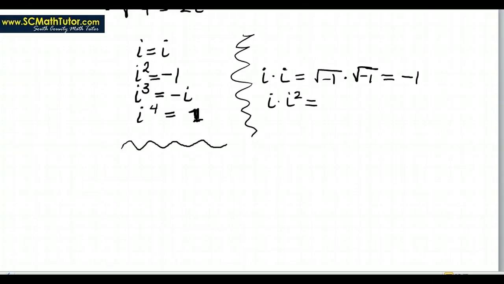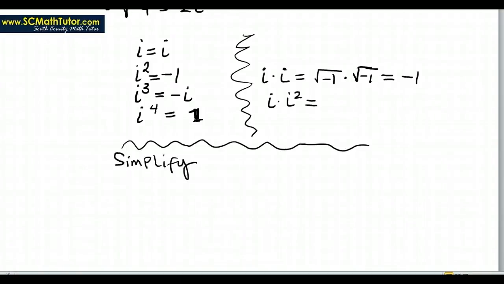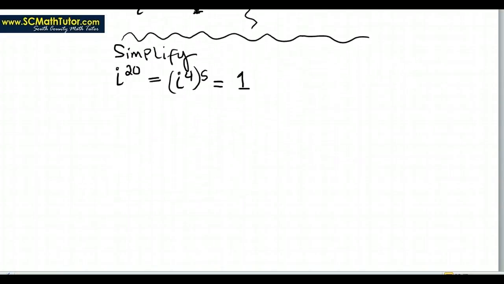Okay, so if you had a question that wants you to simplify, and let's say it has i to the 20th. Well, i to the 20th is i to the 4th, 5 times, correct? So it's i to the 4th, 5 times. Well, we know that i to the 4th is 1, so i to the 4th to the 5th power is just 1. So if there's a number that is divisible by 4, then the answer is 1.